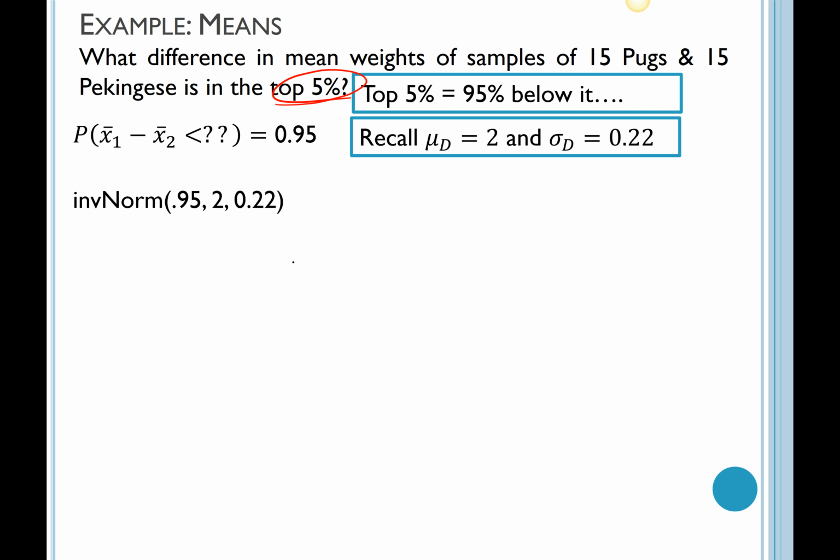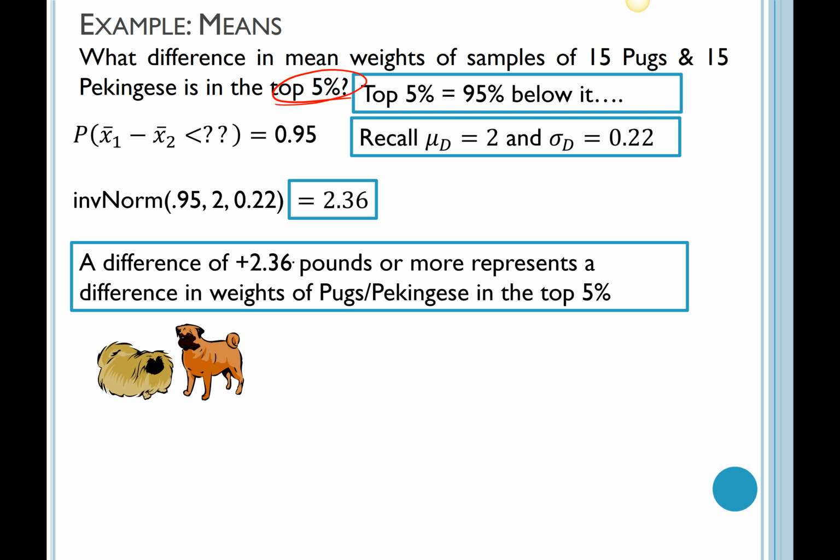Take a minute, type this in your calculator and see what you get in terms of the difference in the mean weights for these samples. The difference is 2.36. So that means a difference of positive 2.36 pounds or more represents a difference in the weights of pugs and Pekingese within the top 5%.